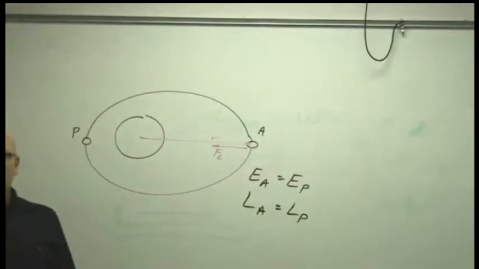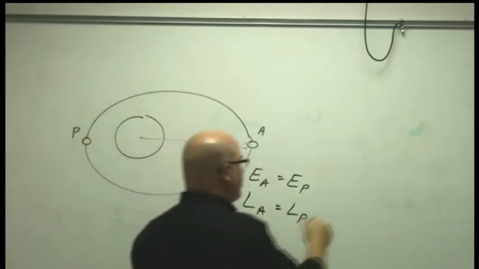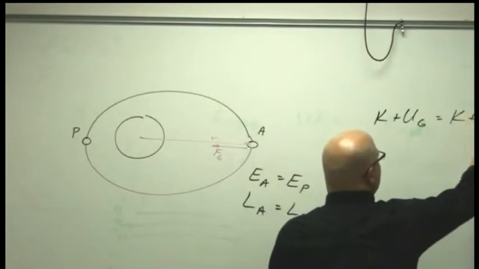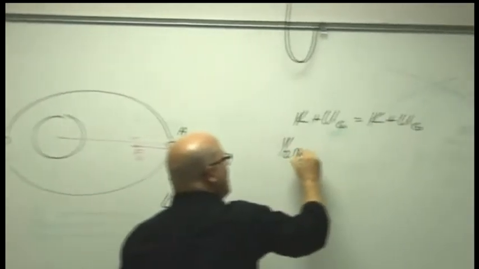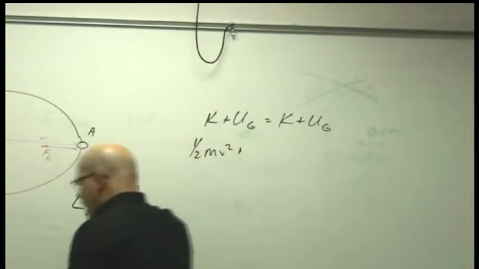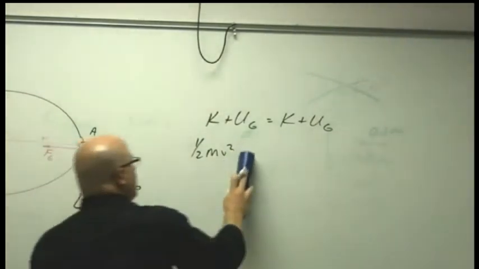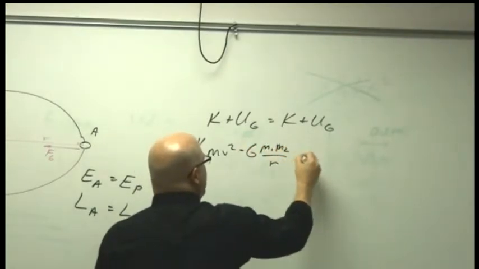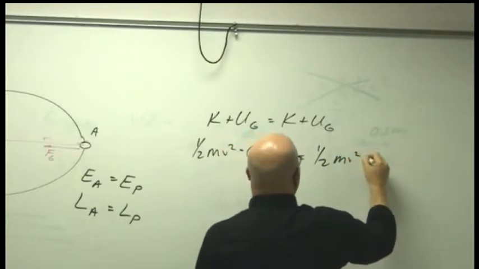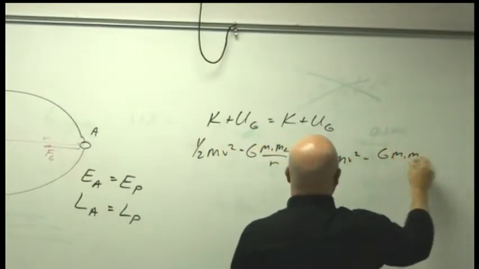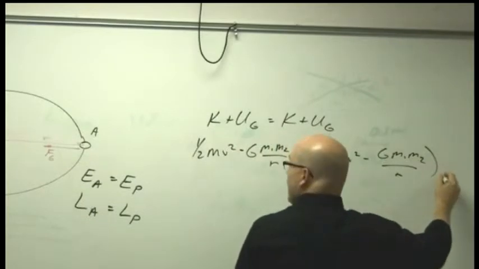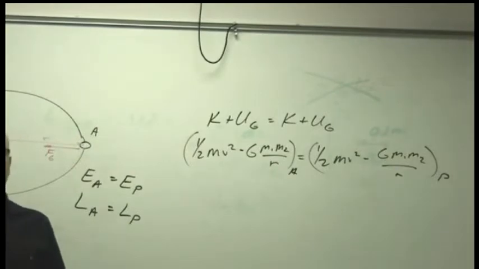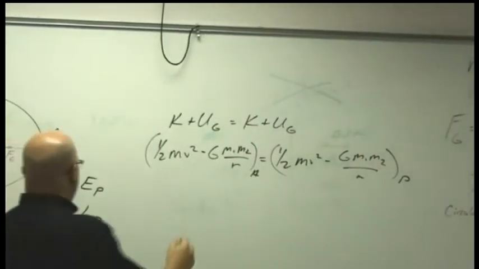Now I want you to look at these two equations and tell me which one's easier. K plus UG equals K plus UG, which is 1/2 mv squared minus G m1 m2 over r equals 1/2 mv squared minus G m1 m2 over r. This is all for perigee, and this is all for apogee. That is a true statement, but it looks difficult.